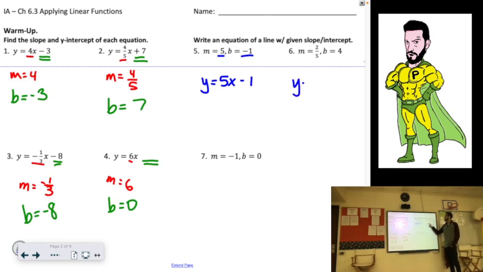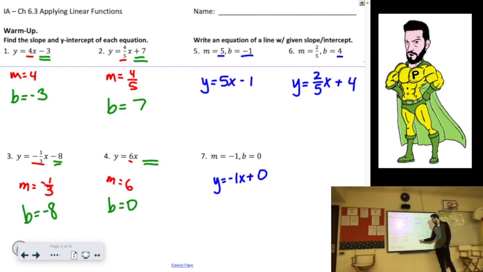Here, our slope is 2/5, so y equals 2/5 x, and our y-intercept is 4, so plus 4. Last one, our slope is -1, so -1x. Our y-intercept is 0, so -1x plus 0. You can clean that up. -1x is just -x, and you don't write plus 0. You just leave it without the plus 0.